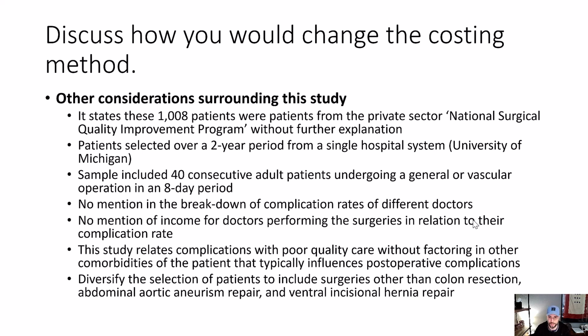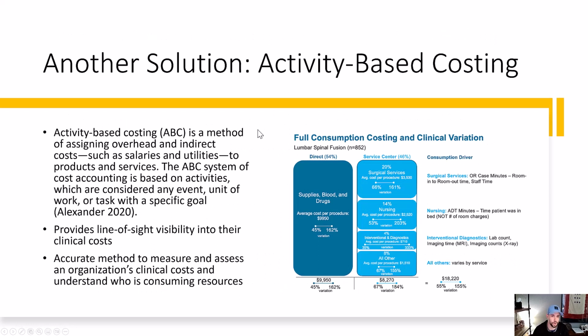Diversify the selection of patients to include surgeries other than colon resection, abdominal aortic aneurysm repair. So they only took certain types of surgeries, rather than really looking at all surgeries. They only did really 3 different types. One of the things that I found through my research was activity-based costing, and it does look at direct and then service center costs that are associated with it. You can see the breakdown of this. This is a full consumption costing of a lumbar spinal fusion.